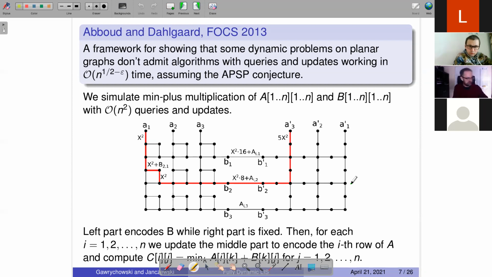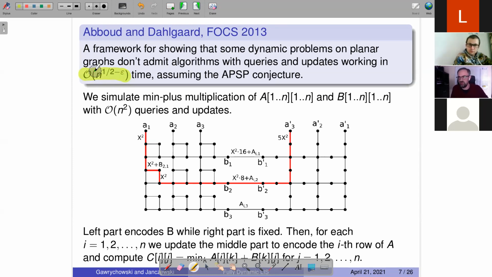They showed some kind of general framework for showing that many dynamic problems on planar graphs do not admit very efficient dynamic algorithms. Very efficient means, in this case, faster than n to 1 over 2 minus epsilon. So you can do square root of n. For many dynamic problems on planar graphs, you can do square root of n, but they show that probably you cannot expect anything faster.